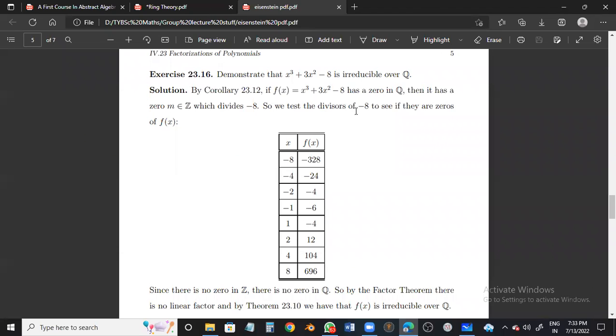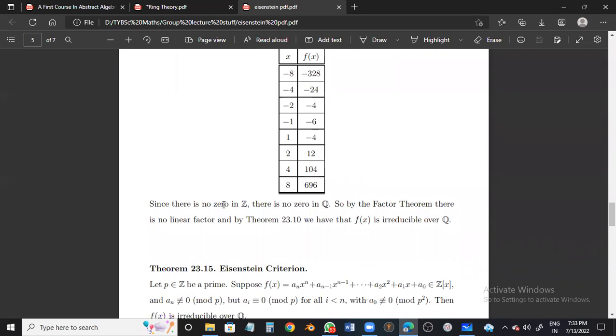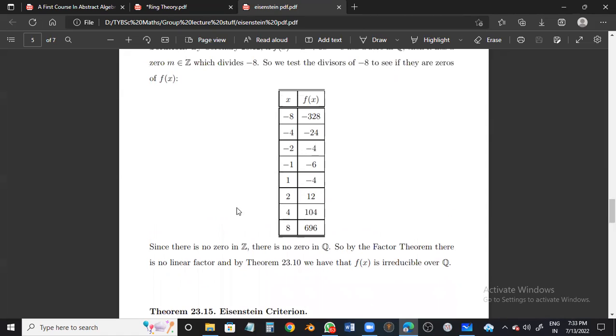So we test the divisors of minus 8. What are the divisors of minus 8? Minus 8, minus 4, minus 2, minus 1, 1, 2, 4 and 8. And they have calculated f of x. Nowhere do they get a 0. So there is no 0 in Z, and so there is no 0 in Q also. So by factor theorem, f of x has no linear factor, so f of x is irreducible over Q.